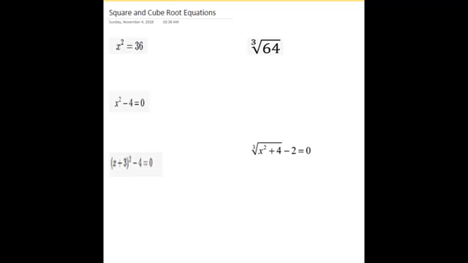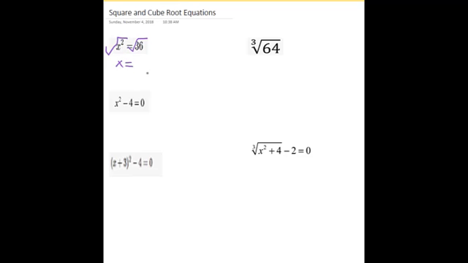In this first equation, we have x squared equals 36. So we need to get the x by itself. As always, we do the opposite to get it by itself, and the opposite of squared is the square root. If we do it to one side, we have to do it to the other. Once we square root that, we bring this down, and that will be just x.